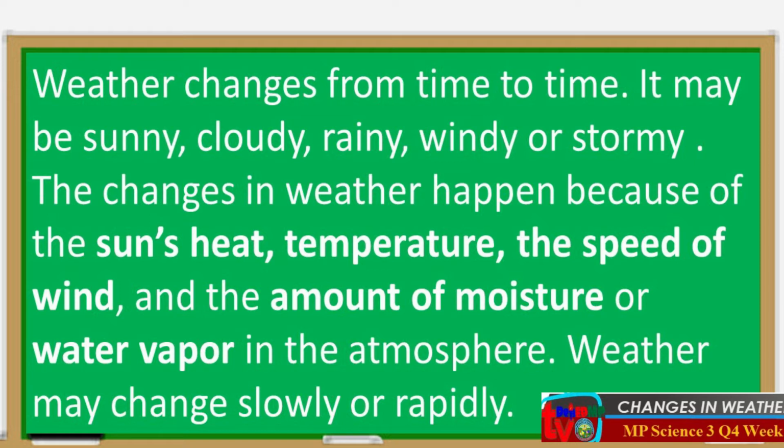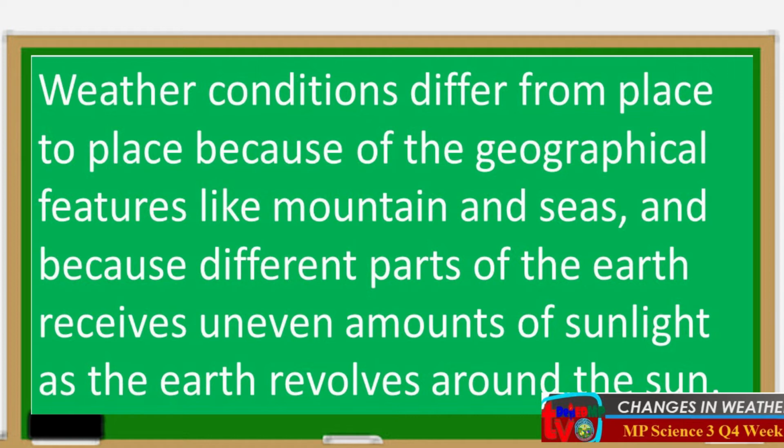The changes in weather happen because of the sun's heat, temperature, the speed of the wind, and the amount of moisture or water vapor in the atmosphere. Weather may change slowly or rapidly. Weather conditions differ from place to place because of the geographical features like mountains and seas, and because different parts of the earth receive an uneven amount of sunlight as the earth revolves around the sun.